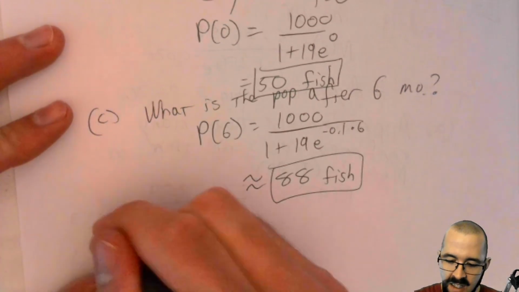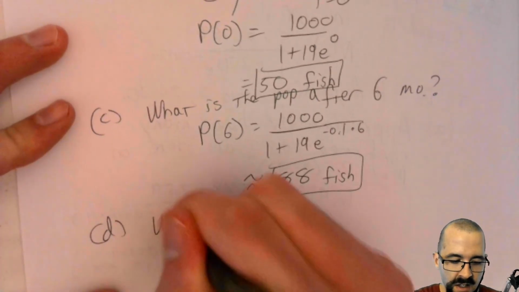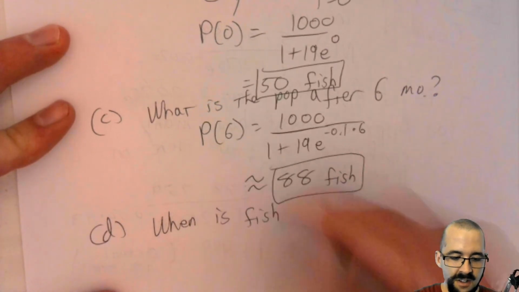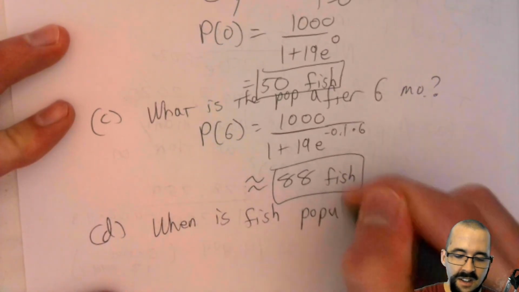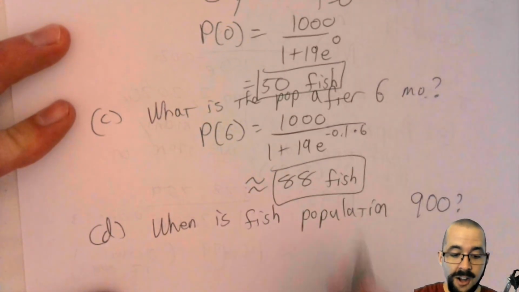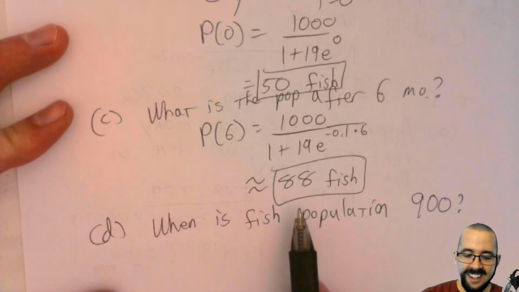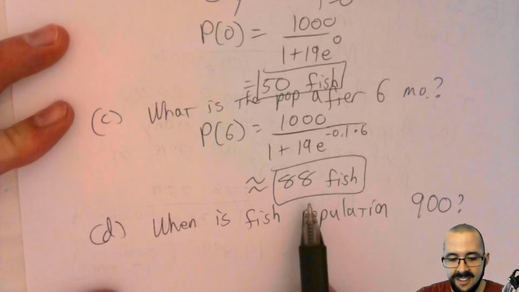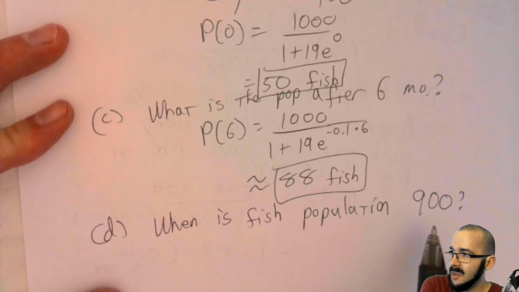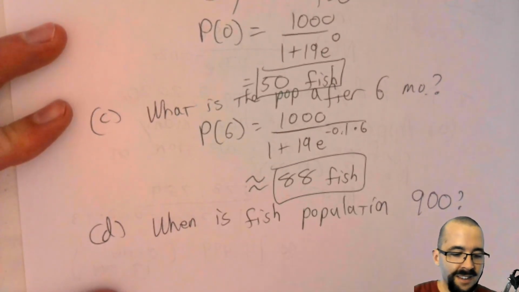All right. Part D. This one's the tricky one. When is the fish population 900? So it's going to be a long time. It took 6 months to go from 50 to 88. It's going to take quite a bit to get to 900. But let's find out exactly when.